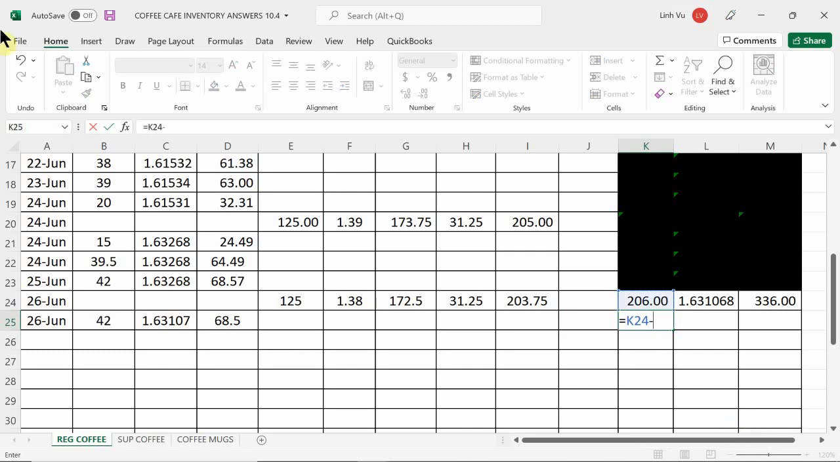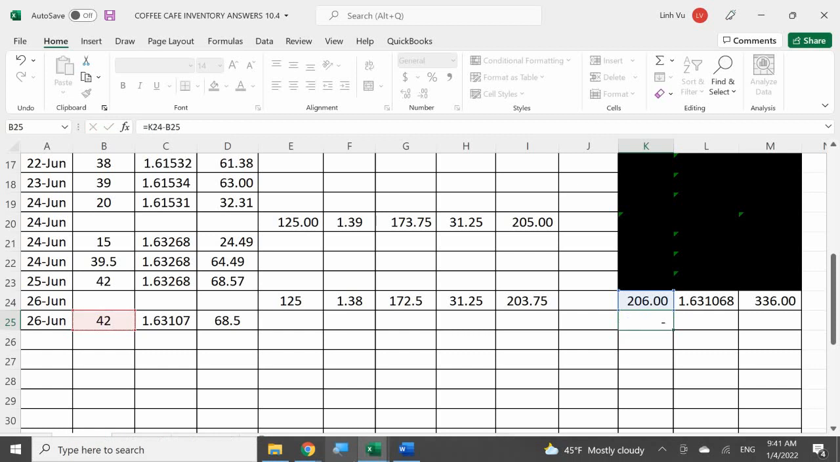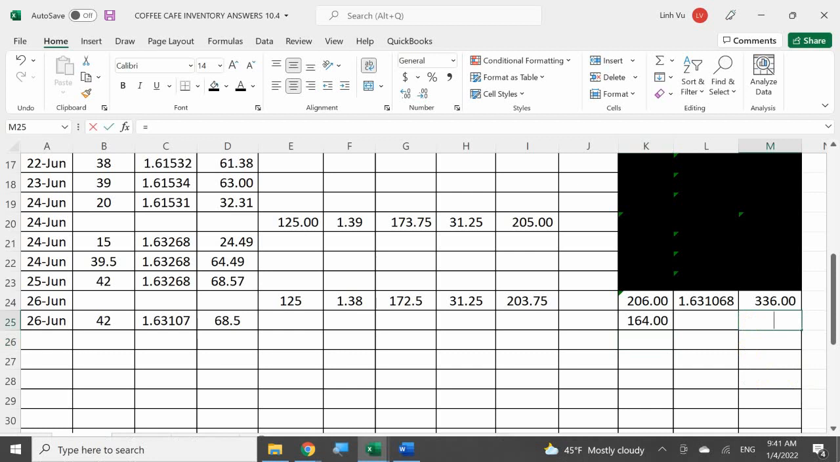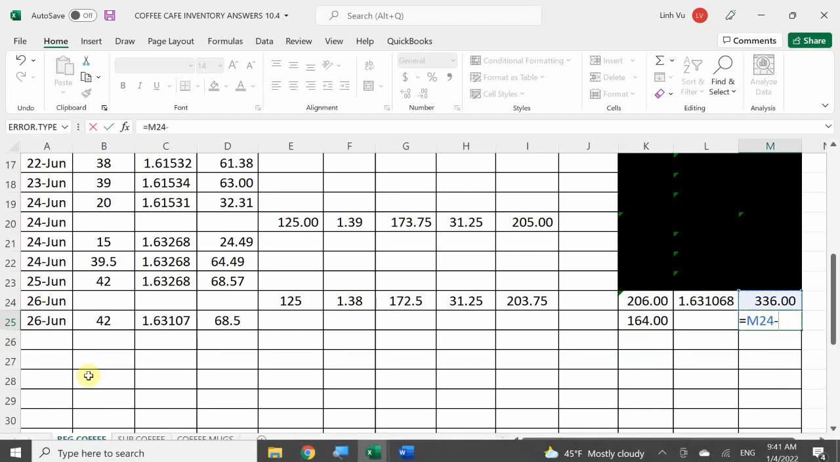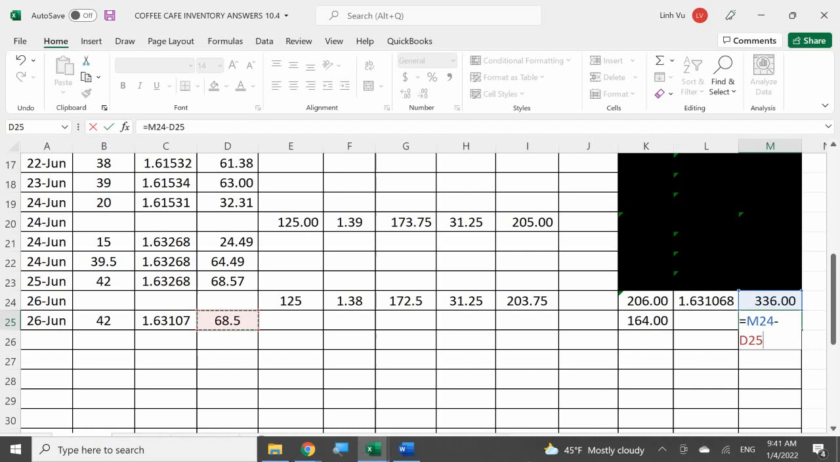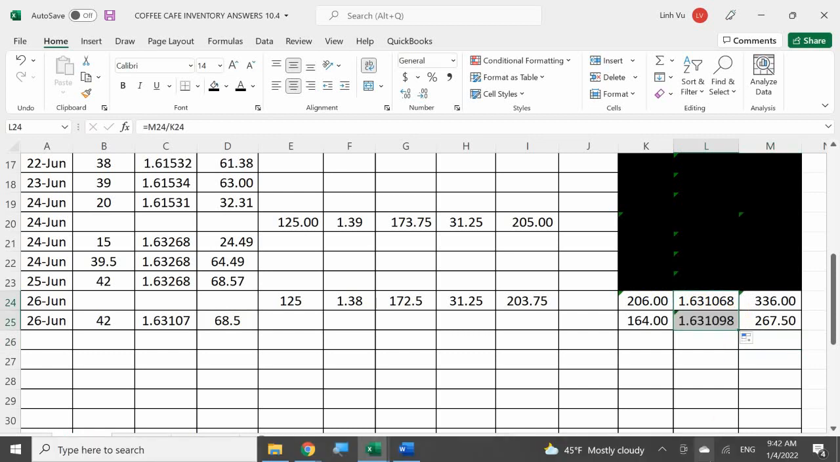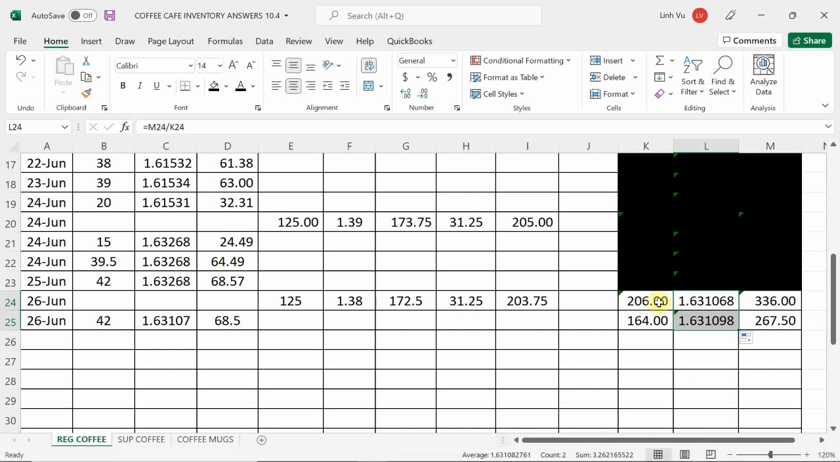So I got 206 minus 42 pounds, leaving me with 164. We got 336 minus 68.50. So how much should be left over? $267.50. Bringing my average cost per item to 1.631098. So it changed by 10,000th of a penny.